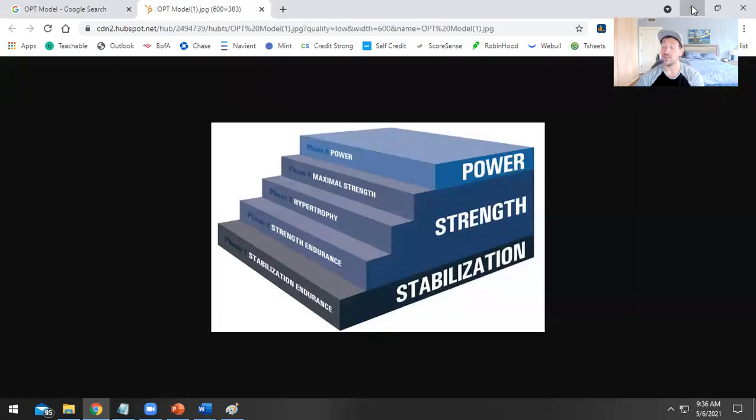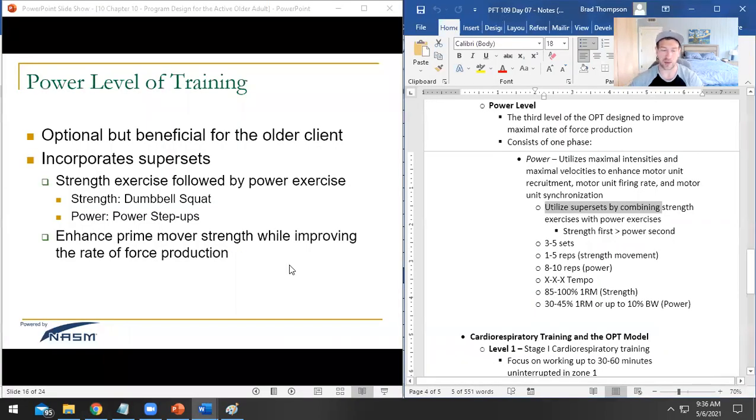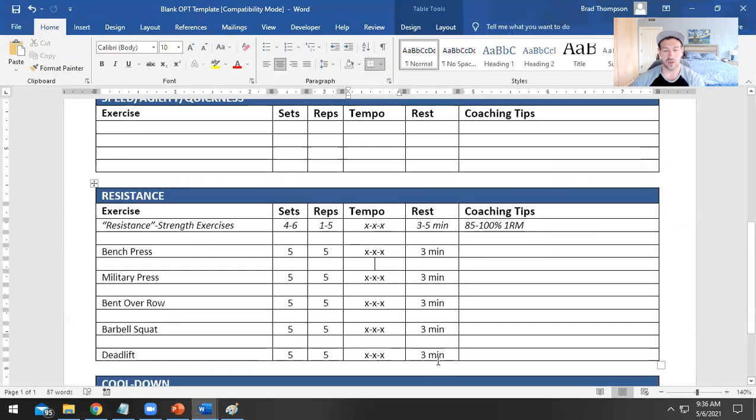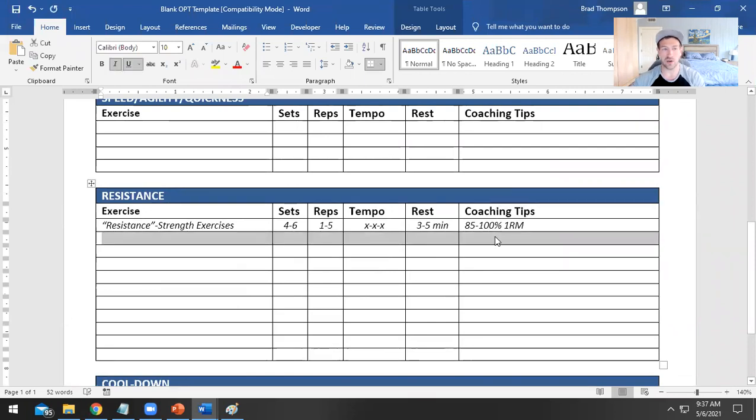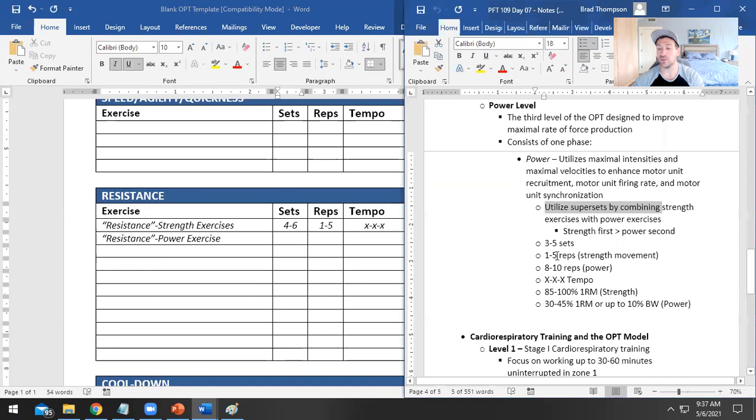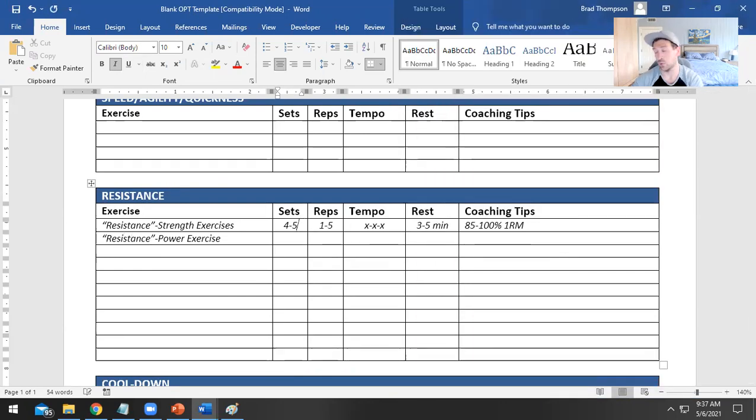So let's go ahead and apply it. It's very similar to how we were working on our endurance earlier, right? So if we go to the OPT model here, we're going to start with a resistance strength exercise, and then we are going to pair that with a resistance power exercise, right? And so the number of sets here, we're going to drop our sets down slightly because we're doing supersets, the volume's going to go up. So that's going to drop our sets down from about 4 to 6 to about 3 to 5.